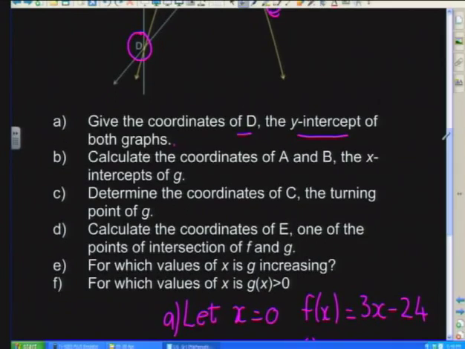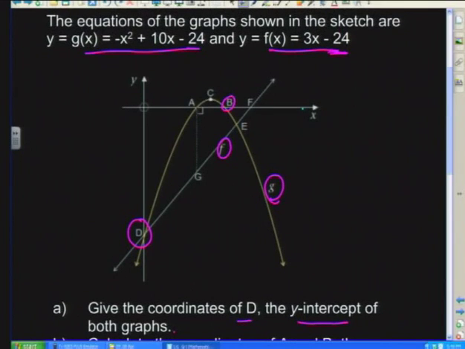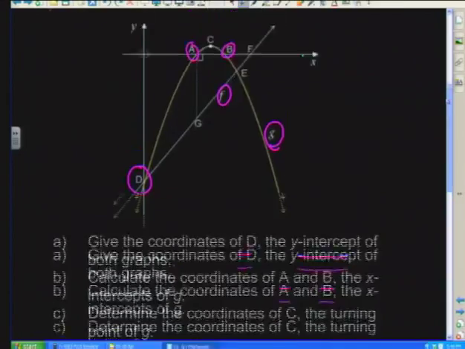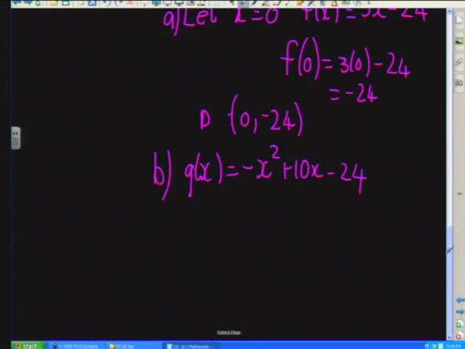We are then asked to calculate the coordinates of A and B, the x-intercepts of g. So if we go back up here, there we go, A, there's B, the x-intercepts of the parabola. Okay, so let's see if I can remember that equation in my head. We've got g of x is equal to, I think it was -x squared plus 10x minus 24. But let's just go back and double check. So it's -x squared plus 10x minus 24. Fantastic. All right, how do we find x-intercepts?